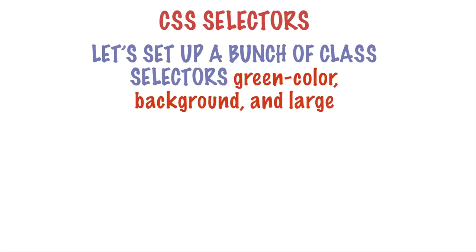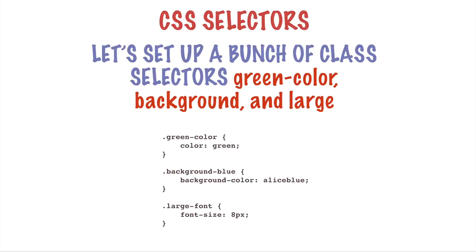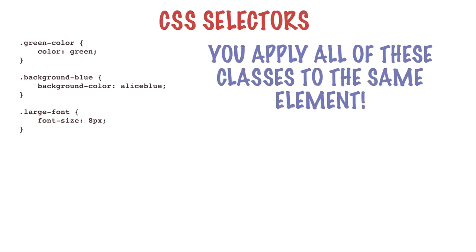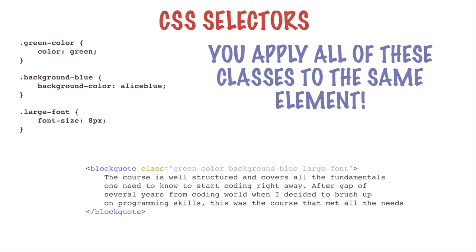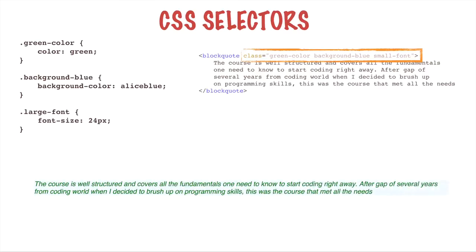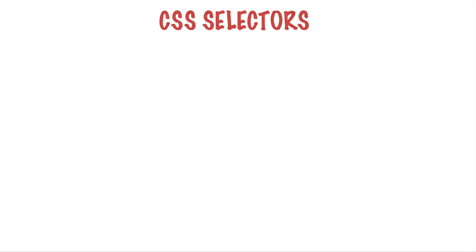And this now is a real effort saver because we can now create a whole bunch of class selectors. Let's call them green color, background, and large. These class selectors will govern whatever properties we'd like. And crucially, we can now apply all of these classes to the same element. So for instance, in our block quote element, we specify all of these in the same class attribute. This is a crucial point. We have included a whole bunch of different class names, separated by spaces, within the class attribute for this element.